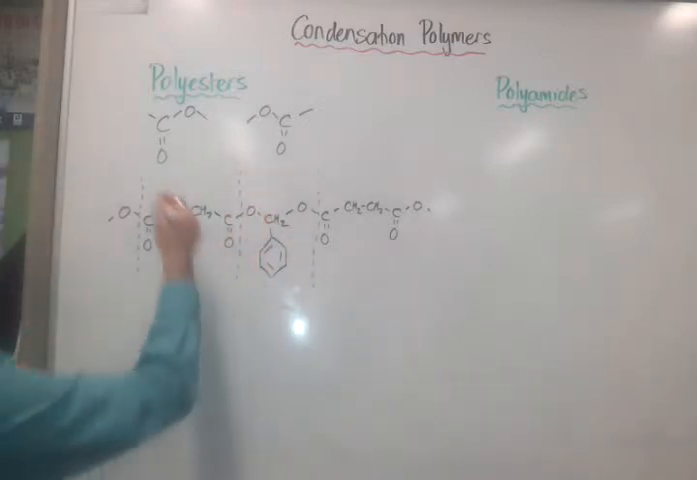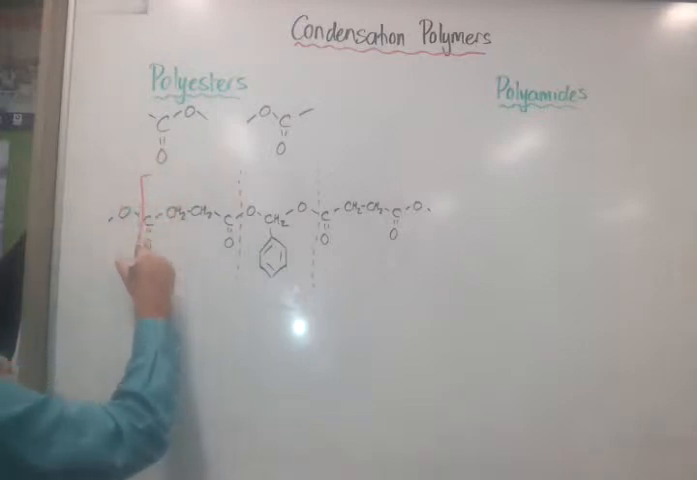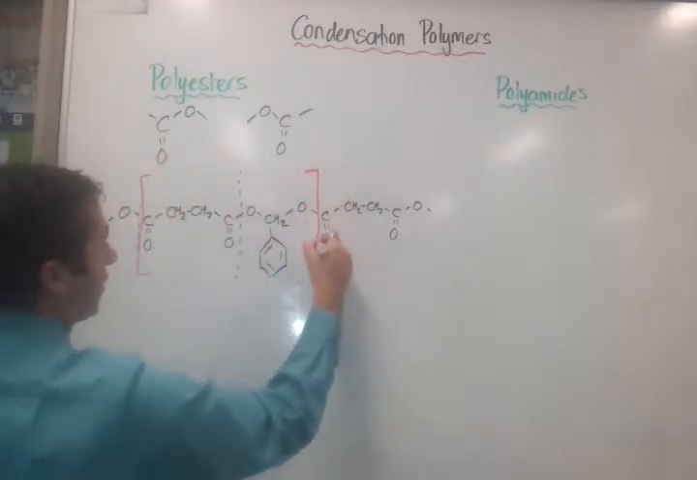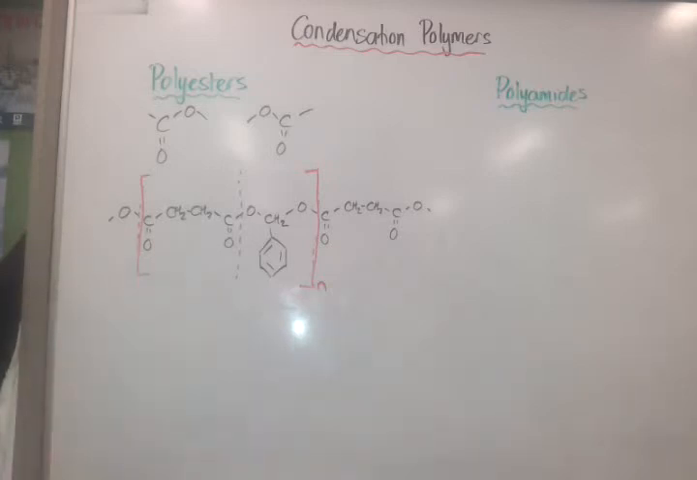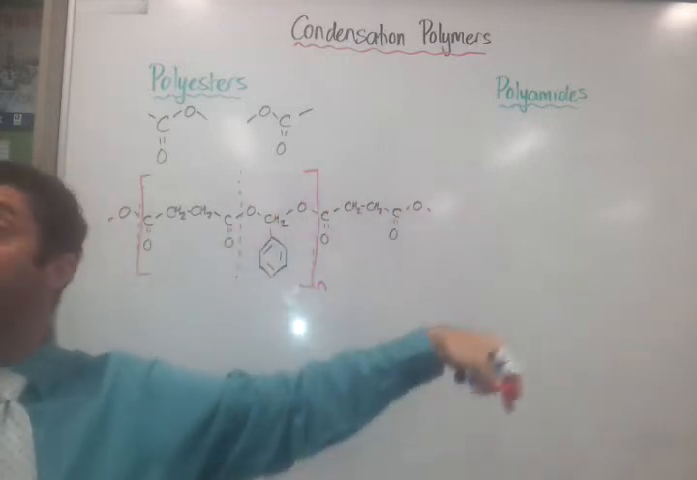The outside ones create what's called my repeating unit. This is what there are N amounts of. N is a massive number. It's thousands, millions, billions. It's a huge number. That's why it's called a polymer, many units. This repeating unit is repeated over and over and over.